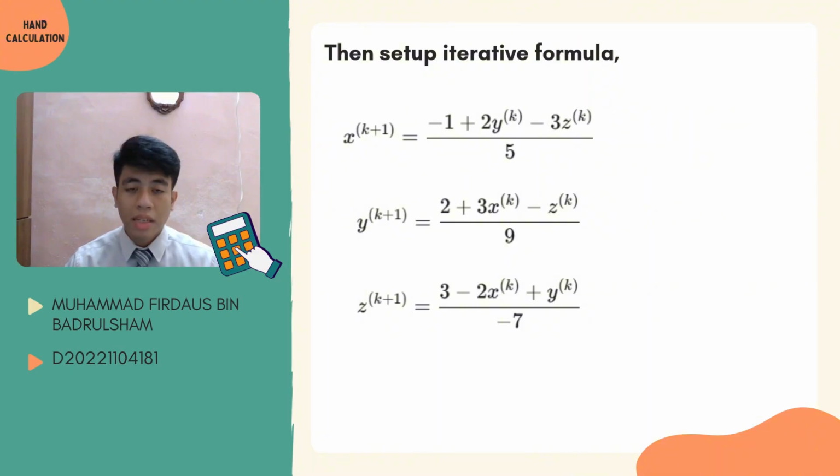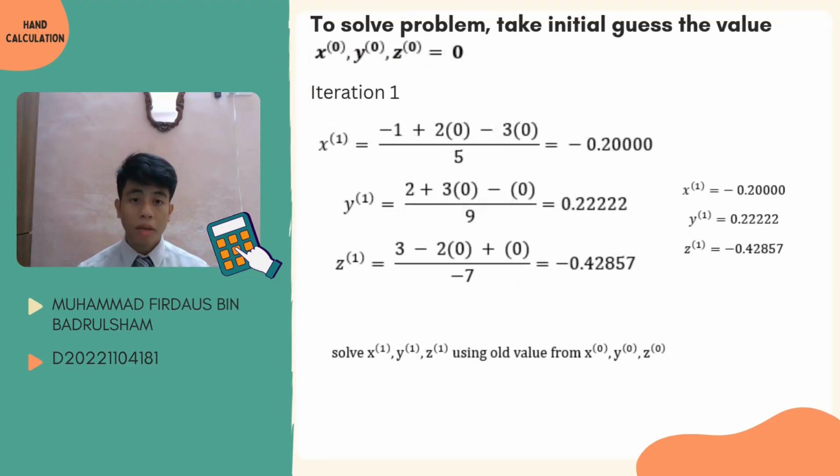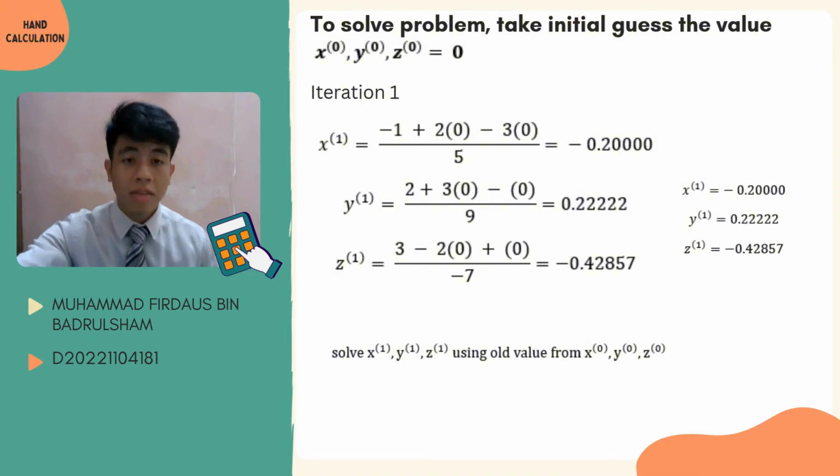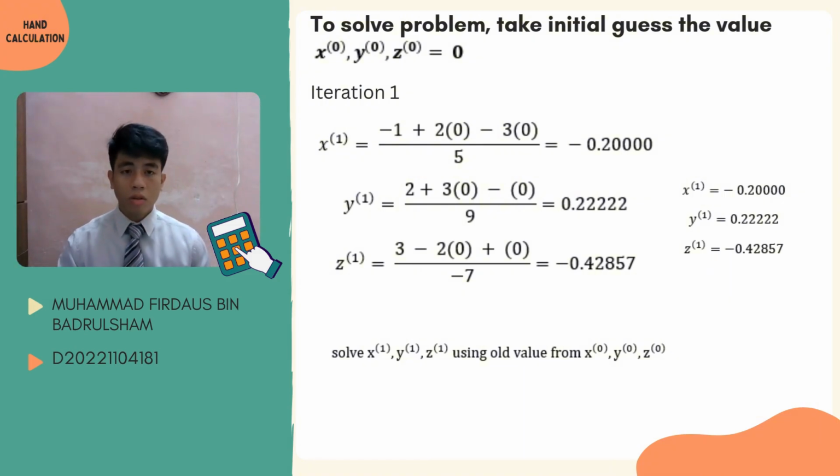So the k plus 1 is actually the iteration number. For example, if k is 1, then the iteration is 2. To solve the problem, we need to take an initial guess for the values. So for the initial values, x0, y0, z0, we make them 0.